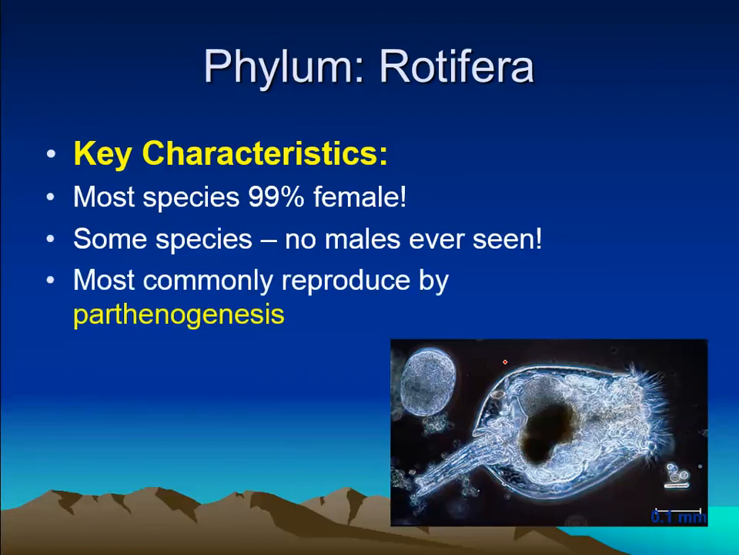So how do they reproduce? They reproduce by parthenogenesis. What this means, this refers to when an unfertilized egg divides by mitosis into the full organism. So that's what you have. Eggs are laid, but the eggs are not fertilized usually, and they divide by mitosis.